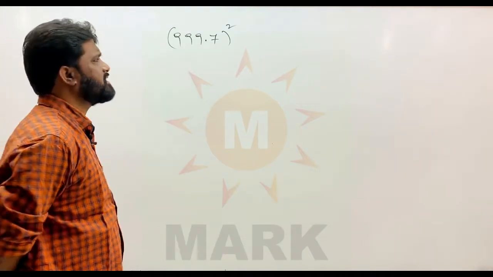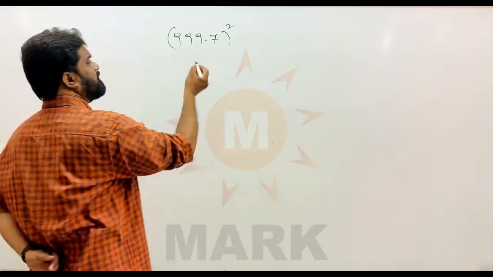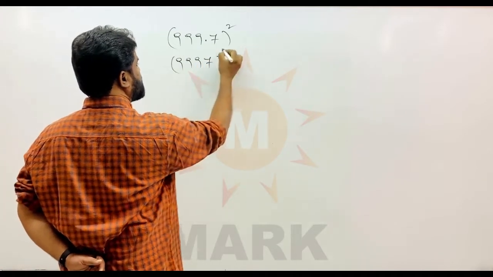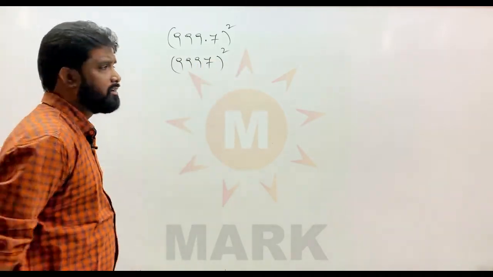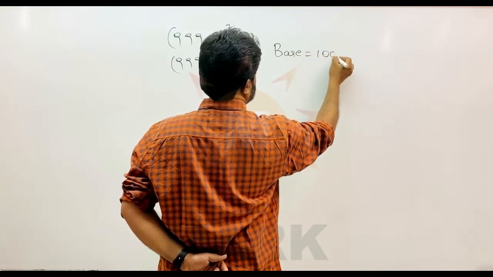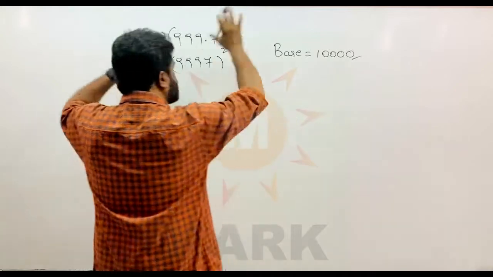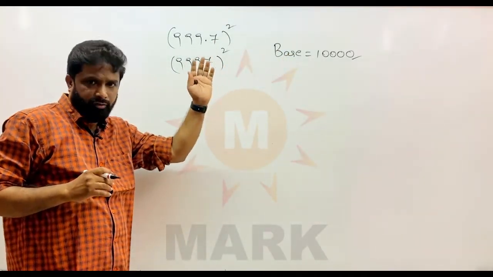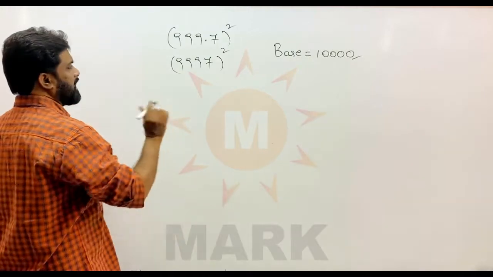999.7 whole square. This is nothing but finding a whole square, which is, if I write without the point, this is the case you get. So what is the base here? Base is 10,000. So you should not write all these things on the paper. This is the psychological work that your mind has to do. What you actually write is from this point.